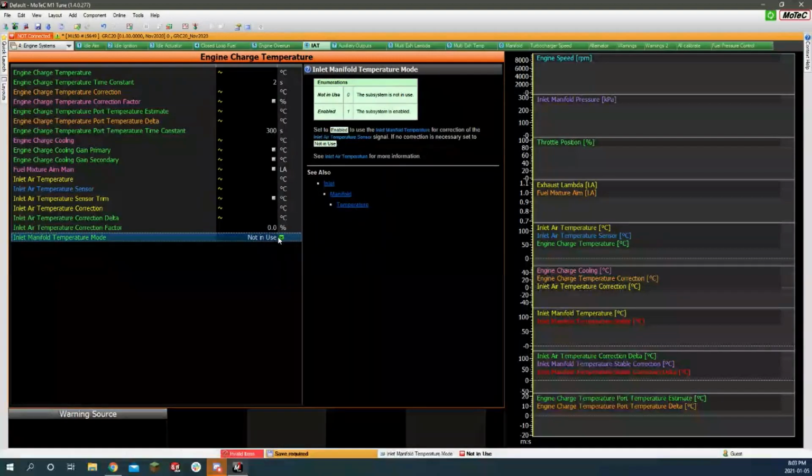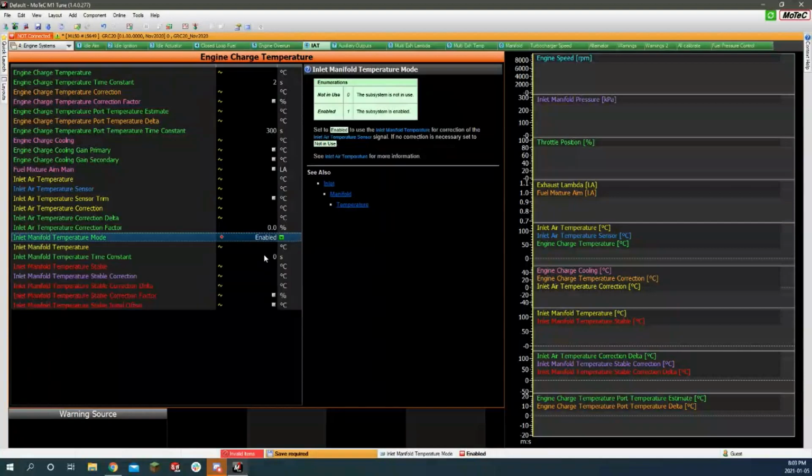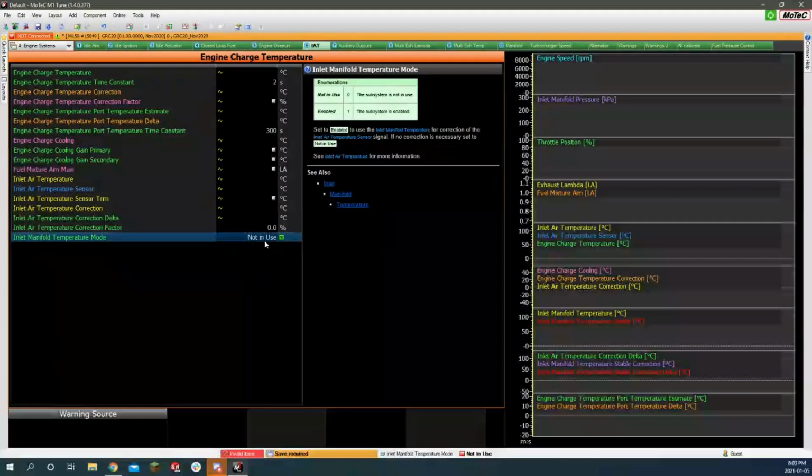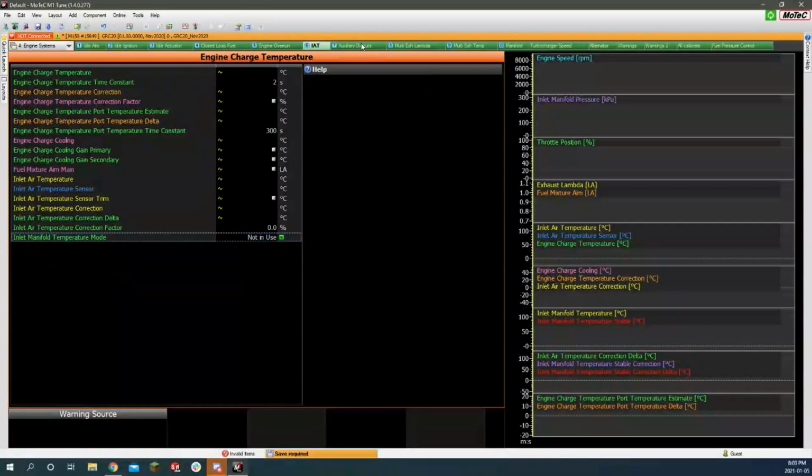Inlet manifold, not in use. It's just different ways of measuring the air temp, basically. We're not using that feature, but you need to know the temperature to know how much air is going into your engine.